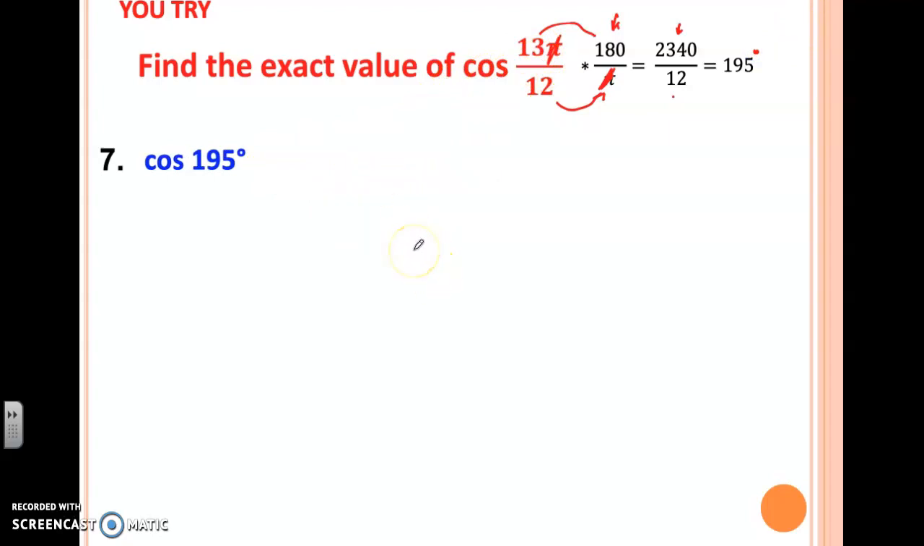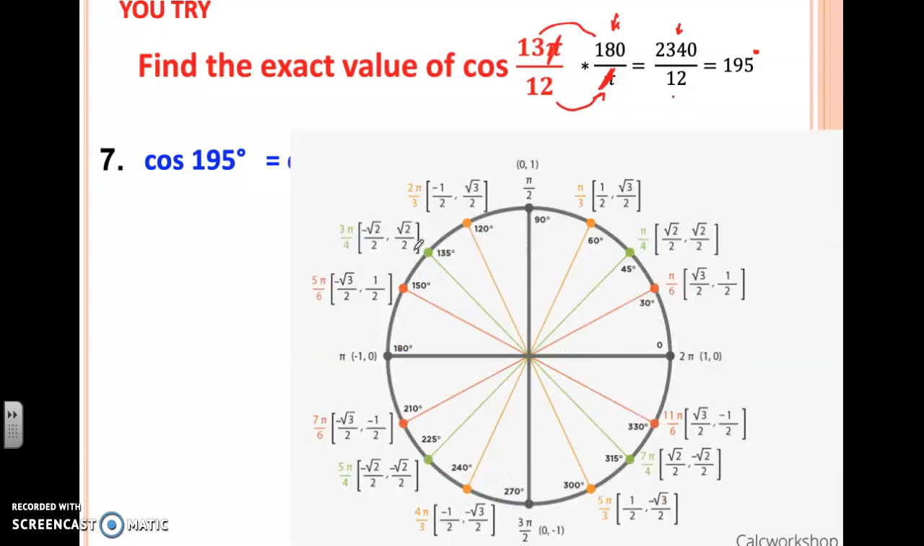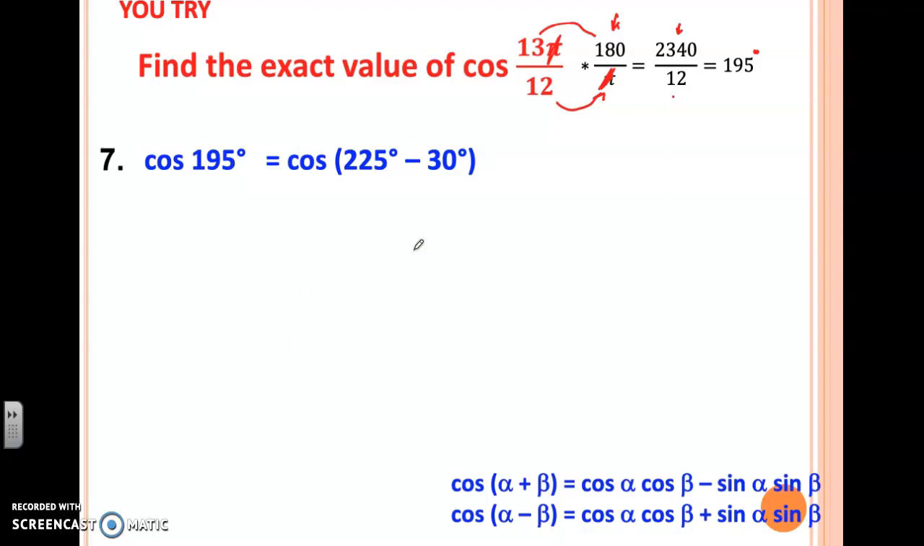How can I make 195? Here's the question. Okay, I was supposed to bring the unit circle. So 195 is the same as 225 minus 30. All right, here comes my unit circle. Okay, 225 minus 30. Cosine, I got my identity on the bottom. Because the cosine has a negative, remember, it flips. So my identity is going to be positive, and it's cosine, cosine, sine, sine. So it's going to give me cosine 225 times cosine of 30 plus sine of 225 sine of 30.